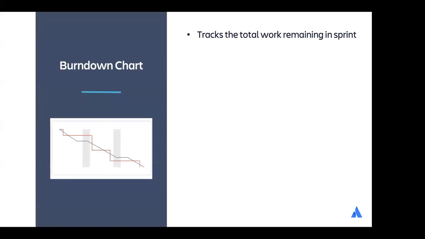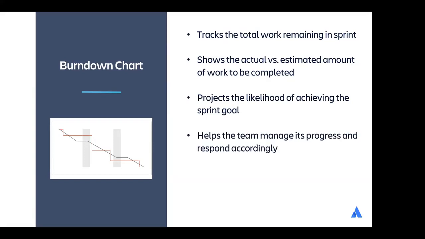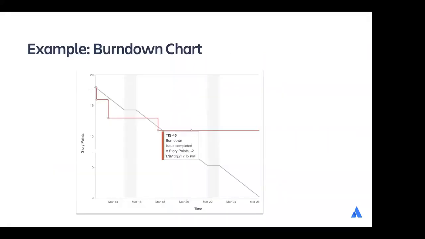A Burndown chart shows the progress that the team is making during a sprint and tracks the total work remaining in the sprint. The sprint backlog starts with a certain number of issues, each with that associated number of story points, if that's what you're using, or another estimation statistic. Then the chart shows the actual work being completed versus the estimated amount of work to be done in the sprint. Hence, the report projects the likelihood of achieving the sprint goal, and it helps the team manage its progress and respond accordingly.